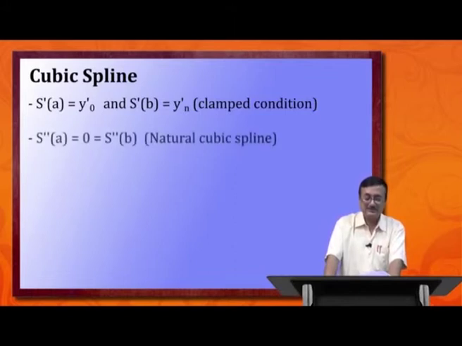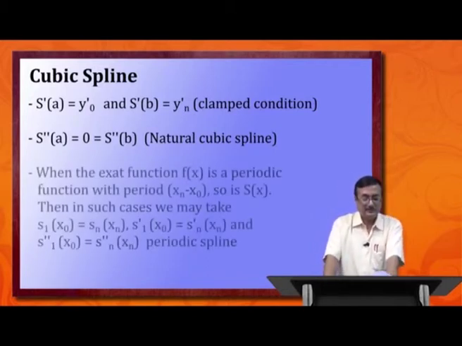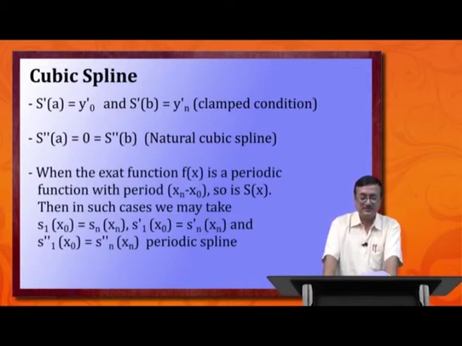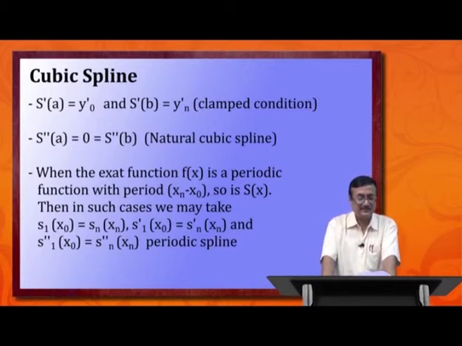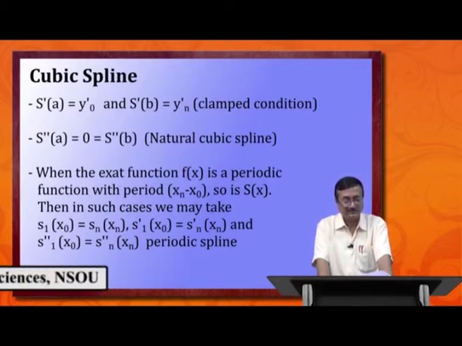Alternatively, we may consider the natural cubic spline, so that at the left hand end point x = a, S''(a) = 0, and S''(b) is also equal to 0. There is another alternative when the exact function f(x) is known to be a periodic function with period xn minus x0, so is S(x). Then in such cases we may take S1(x0) = Sn(xn), S1'(x0) = Sn'(xn), and S1''(x0) = Sn''(xn).